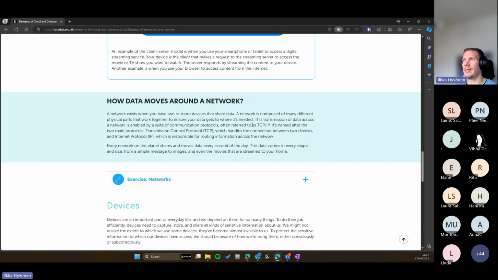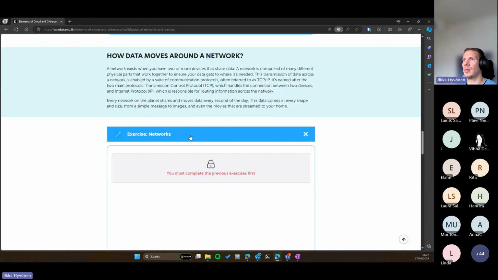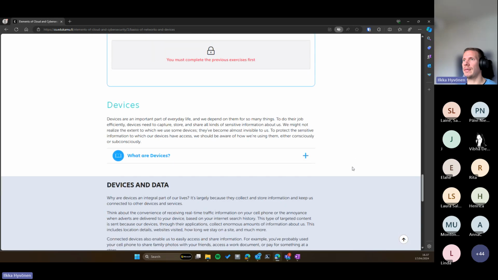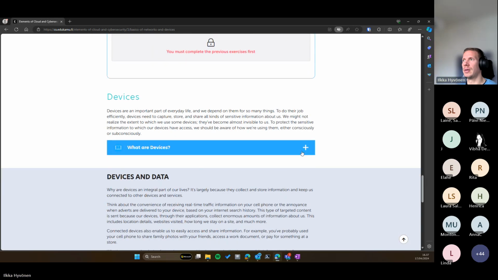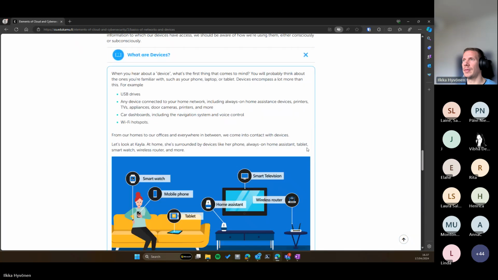and that there are different protocols nowadays, the TCP/IP or UDP instead of TCP. In some cases, it's the most common. There are also some exercises that I cannot open because I haven't clicked all the previous ones.